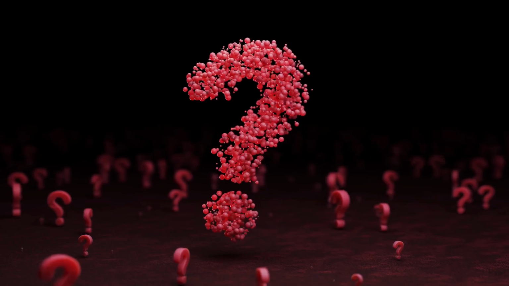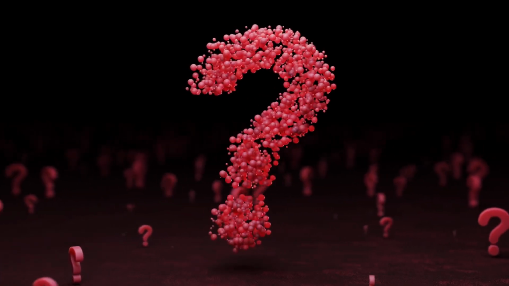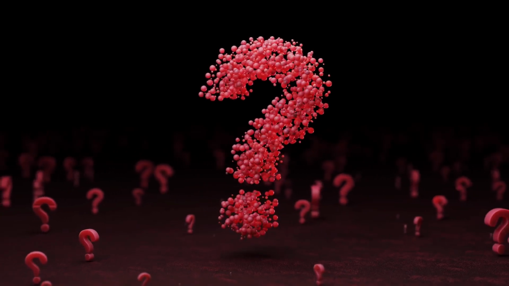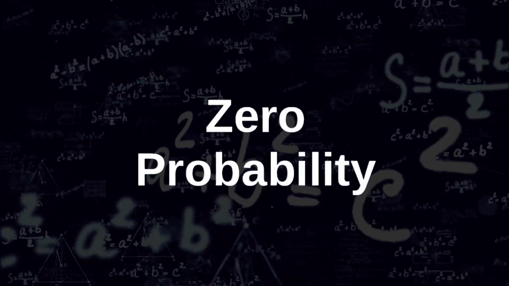Here's a question. If the area of a line is 0, does that mean it does not exist inside the square? Of course it does. And this is exactly what we call an improbable event, or a zero probability event.